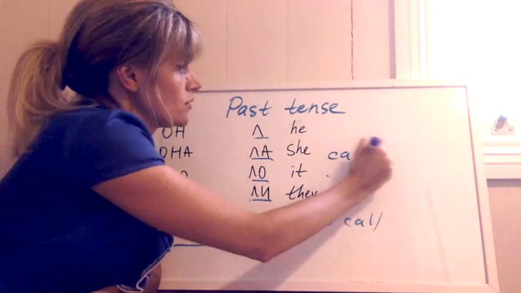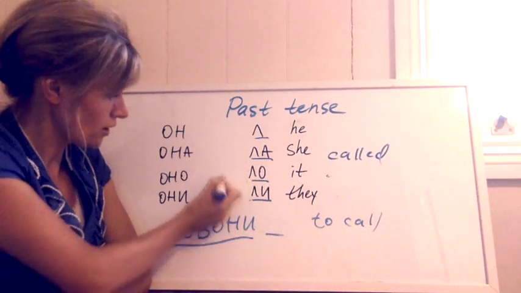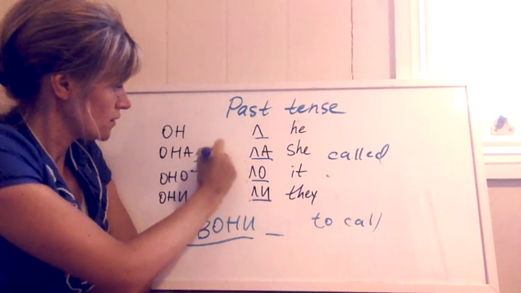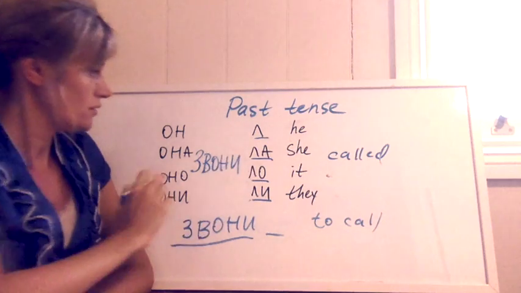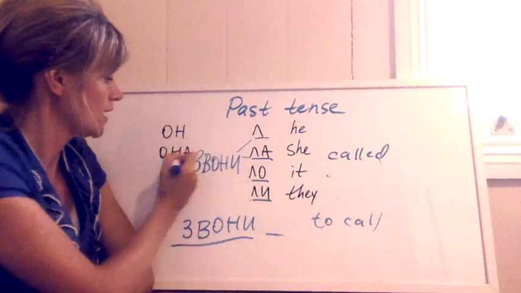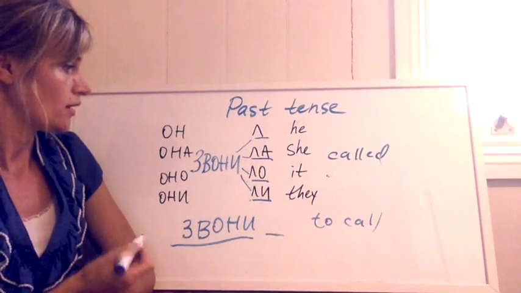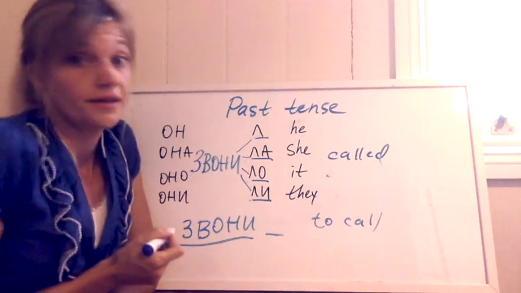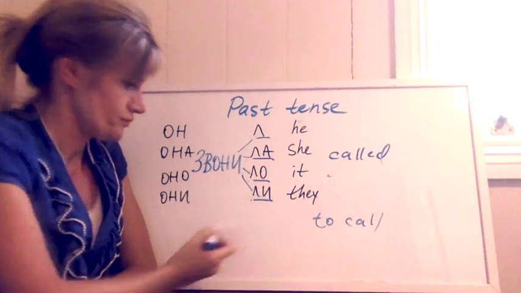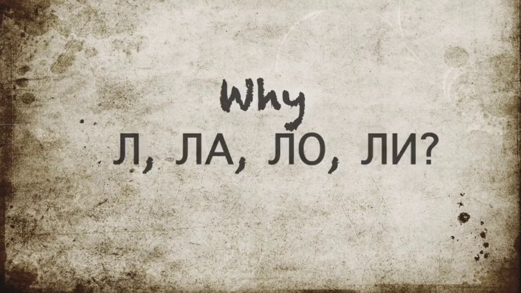This one goes here. Let's just make it in the middle. Звони. And then he, он звонил, она звонила, оно звонило, они звонили. They called. Easy. The same matter. You can take any verb from the dictionary to your liking, put this stem here, and put the endings on top.